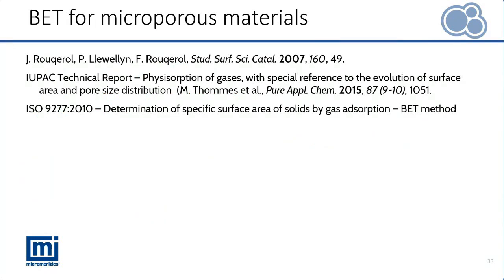Despite the discussed limitations, it has become common practice to apply BET for microporous materials as well. But this is not as straightforward as with other materials. Rouquerol, Llewellyn, and Rouquerol first published in 2007 some criteria that must be fulfilled when using BET for microporous materials. Those criteria were also adopted by the IUPAC report regarding physisorption of gases and standards like the already mentioned ISO 2977.